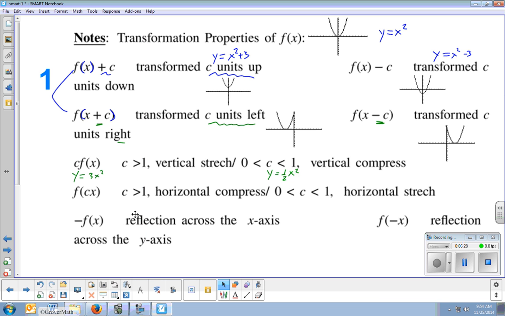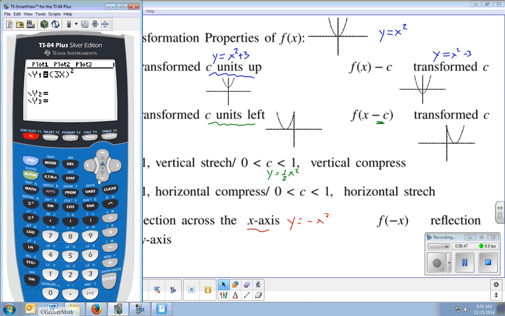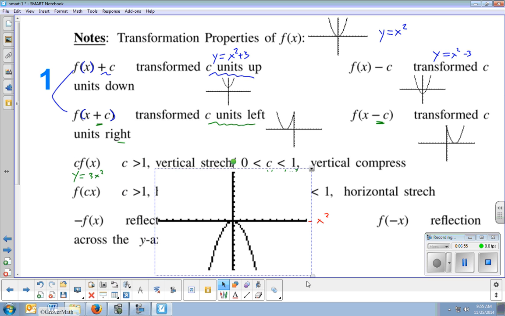And then the last thing is reflections. If we were to negate the function, so if we were to, say, reflect across the x-axis, if I were to change it from y equals x squared to y equals negative x squared, then that's going to reflect across the x-axis. So if we times negative in the front, so let's change our x squared to negative x squared, you're going to see it flipped across the x-axis and be upside down.